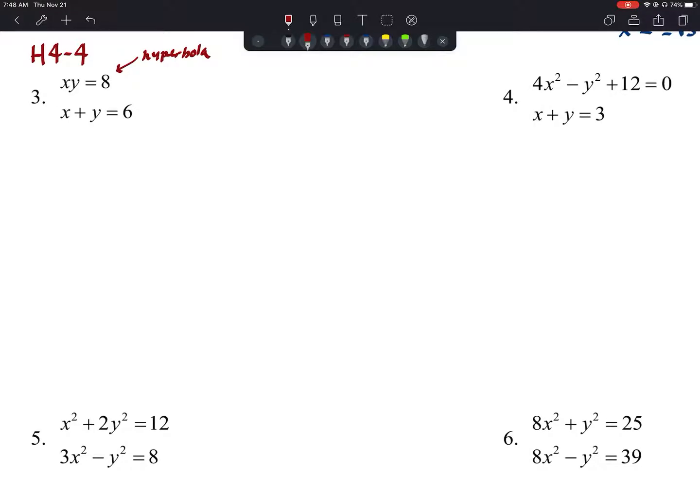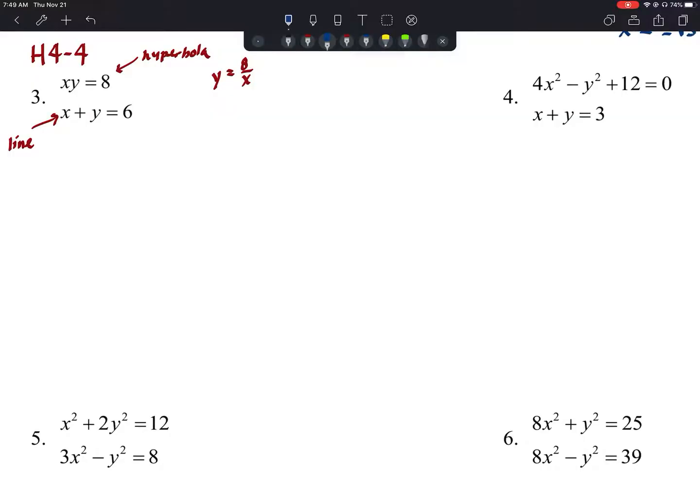And how do I know that? Well, if y was by itself, it would be y is equal to 8 over x, right? So since x is in the bottom, we know it's a rational function. And then it looks like we have just a line in standard form right here. So this one's just a line in standard form, or it's linear. So when we take this and we want to solve it, we're probably going to want to use our substitution.